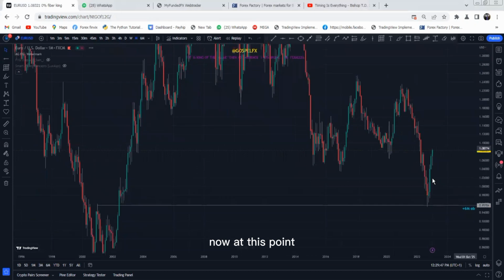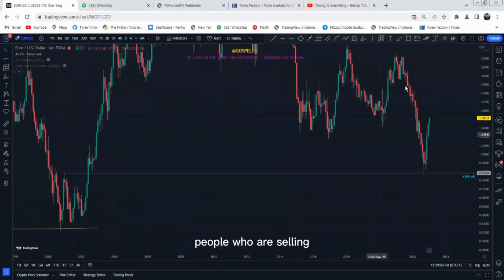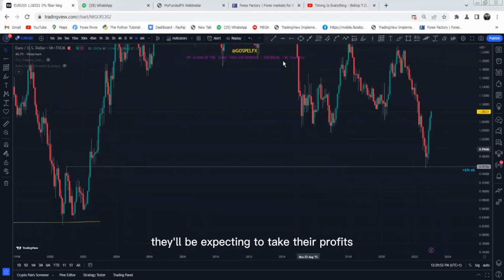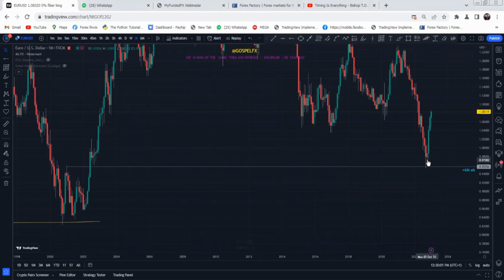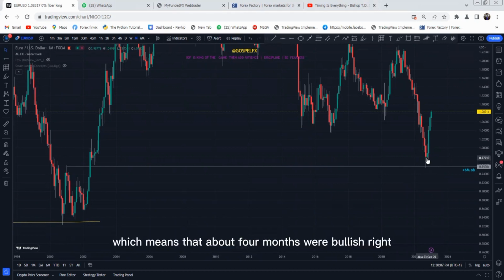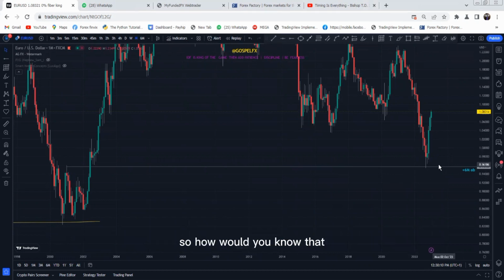Now, at this point, people who are selling will be expecting to take their profits right down at this low. But what's happened? Price started reversing here. How would you know if you were buried on a smaller time frame? How would you know that this pullback here, this is a monthly chart, which means that about 4 months we were bullish, right? So how would you know that price will just reverse at this point?